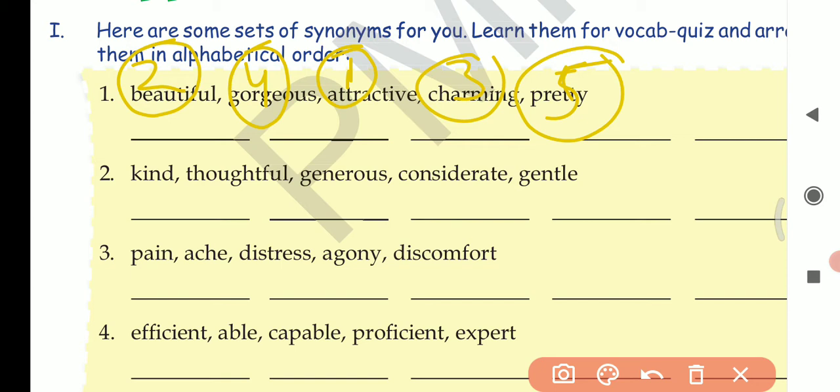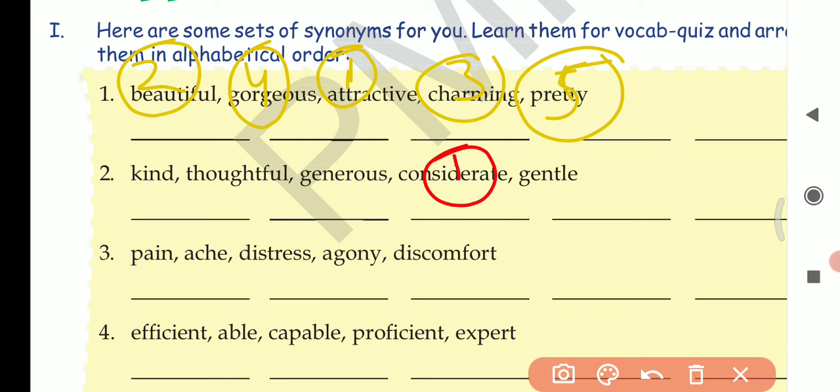Next, question number 2. Let me use another pen. Next is kind, thoughtful, generous, considerate, and gentle. Children, the meaning of all the 5 is nearly the same. So what word will come first among these words? First, what will come? A, B is not there. C, do we have C? Yes, considerate. This will come on number 1. D we don't have. We see D, E, F, G. Okay, we have G.